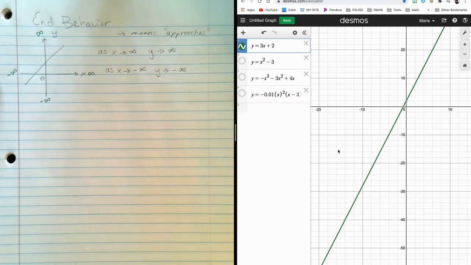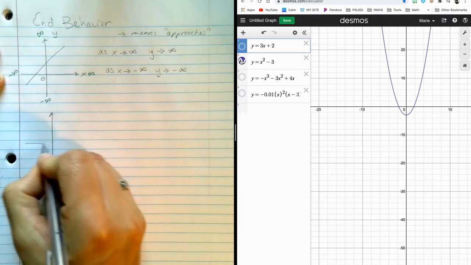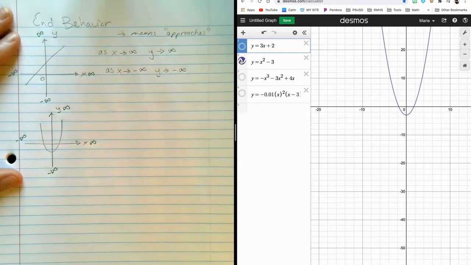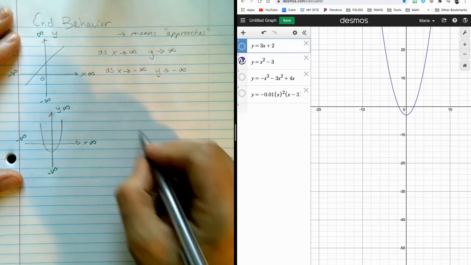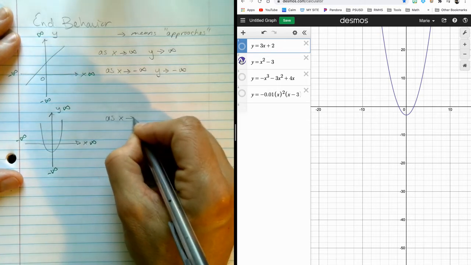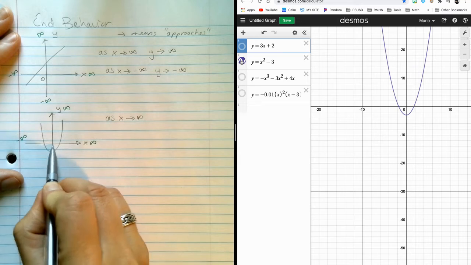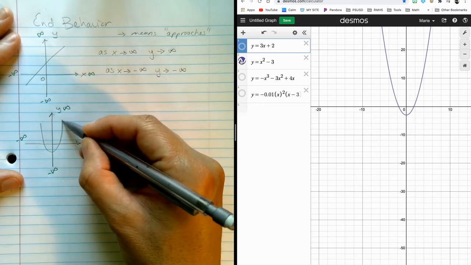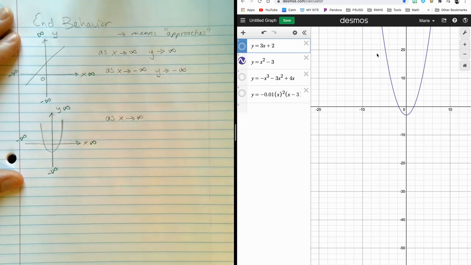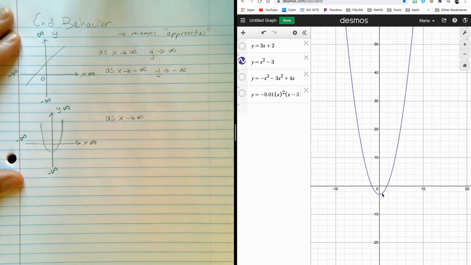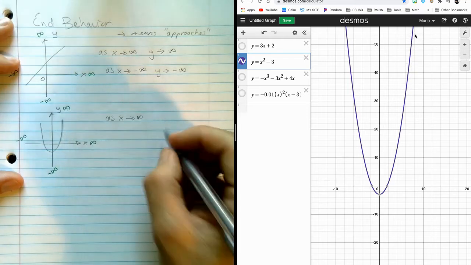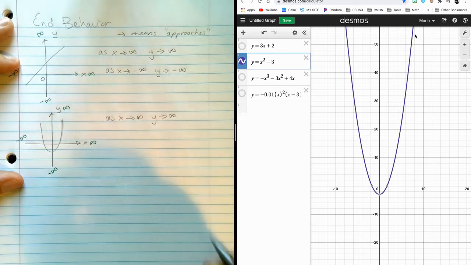So now let's look at another function. Again, let's look at the behavior of the ends of the function. Let's start with the positive infinity side. Start at the origin. As x approaches positive infinity, so as it goes in this direction, what is my graph doing? My y values, as we can see here, are getting larger. The graph is pointing to positive infinity. So we're going to say y approaches positive infinity.